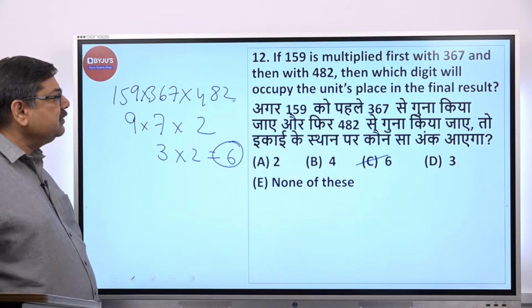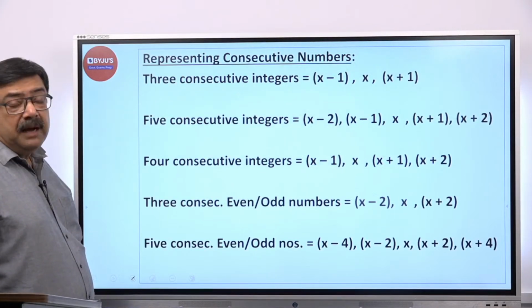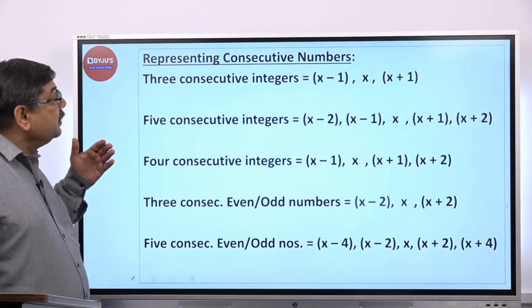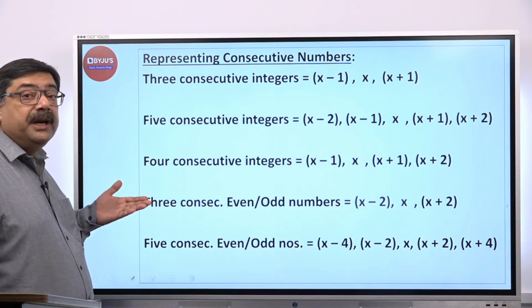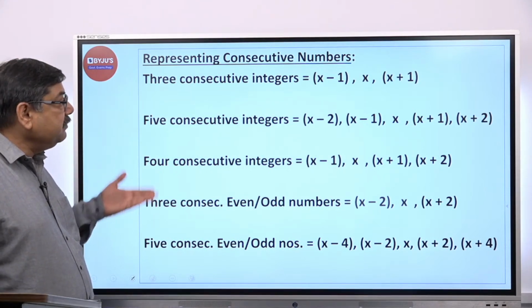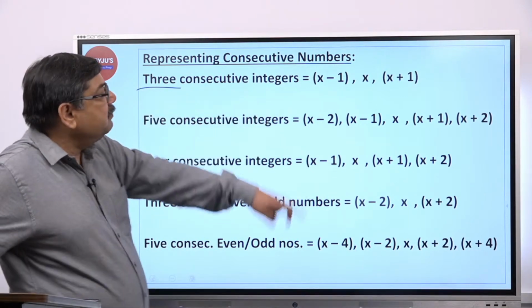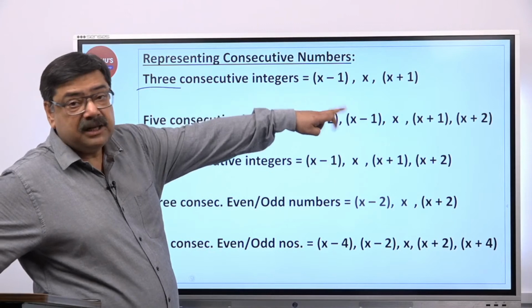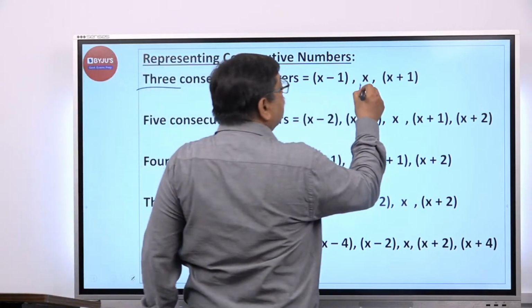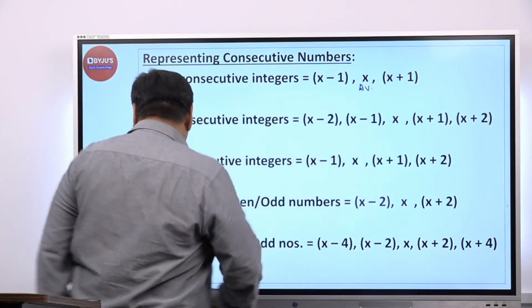A very simple question. Now, I present to you the consecutive numbers. How do you need to represent them? Now, this is something we discussed during averages as well. So, 3 consecutive numbers: x minus 1, x and x plus 1, and the middle number here is the average.